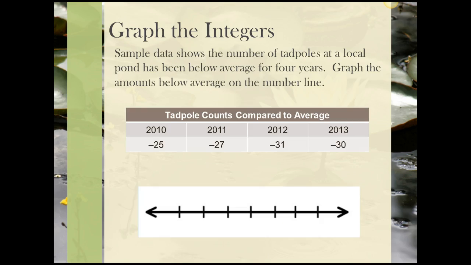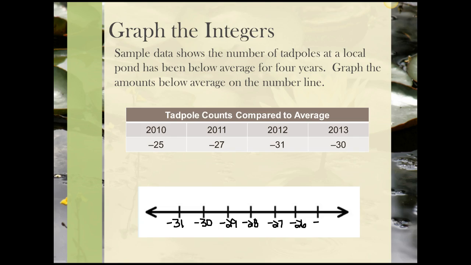Sample data shows the number of tadpoles at a local pond has been below average for 4 years. Graph the amounts below average on the number line. The first thing we need to do is look at our data. We can see that these are all negative numbers and that the counts have been quite low compared to average. It looks like if we go by ones, this set of data will fit on the number line. So we'll need to label our number line before we can graph the data.